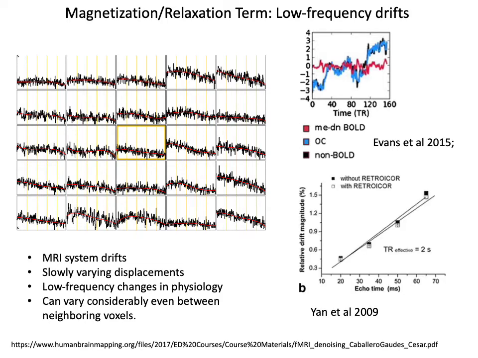However, Yan and colleagues have shown that the relative magnitude of drifts in the 0.0 to 0.01 Hz range exhibit a BOLD-like dependence on echo time. Thus, drifts most likely reflect effects on both the magnetization and relaxation terms.